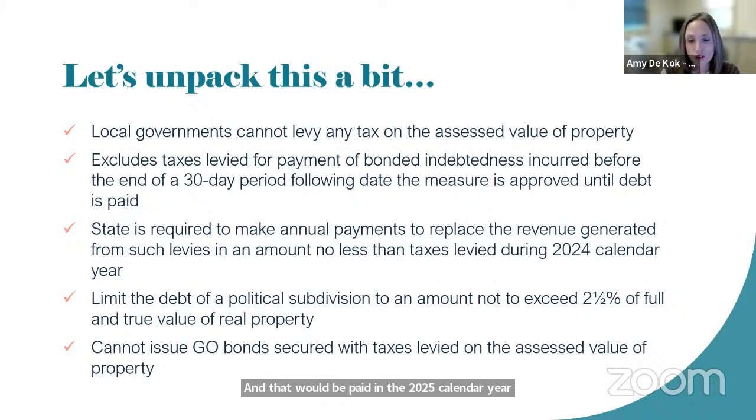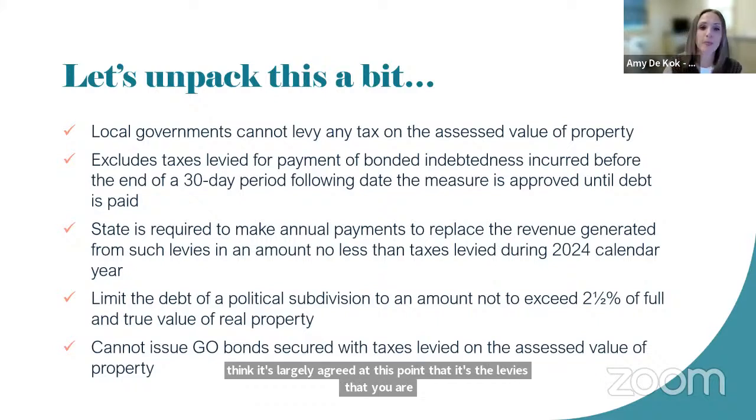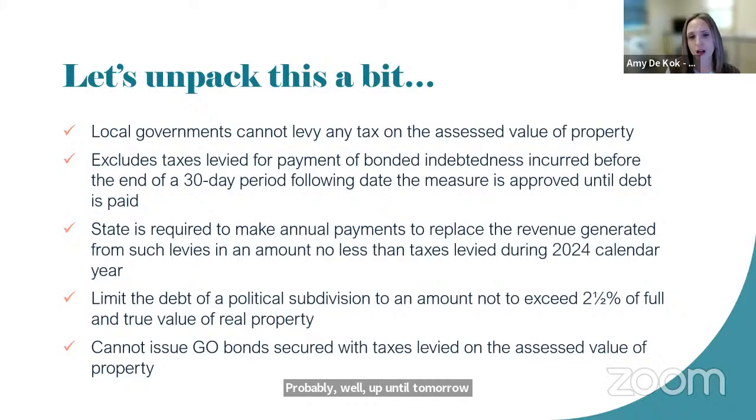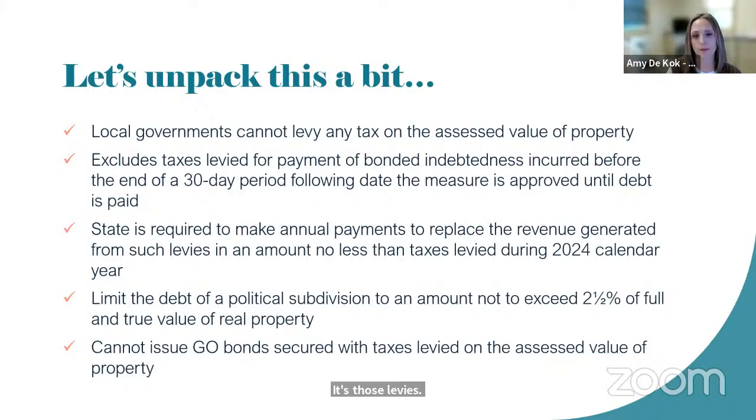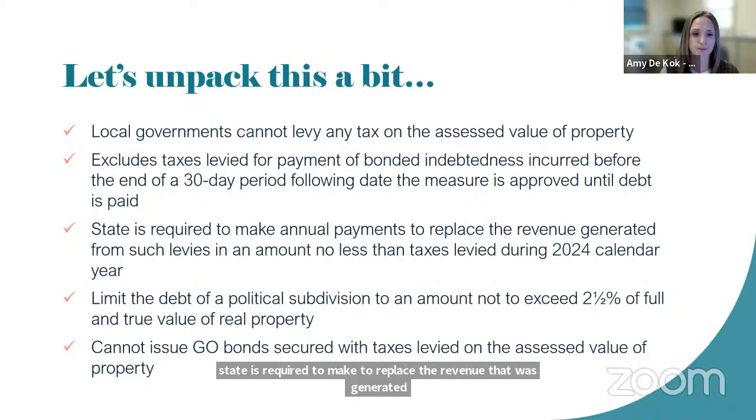I think it's largely agreed at this point that it's the levies, that you would be approving up until tomorrow, those certificates of levy that you send off to your county auditors. It's those levies that you're levying this year that would be paid in 2025. That is what sets the minimum of those replacement payments that the state is required to make to replace the revenue that was generated by those property taxes.